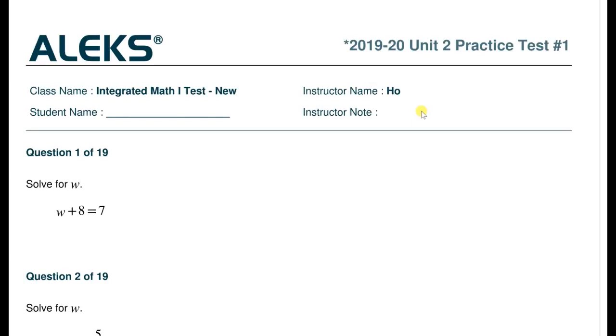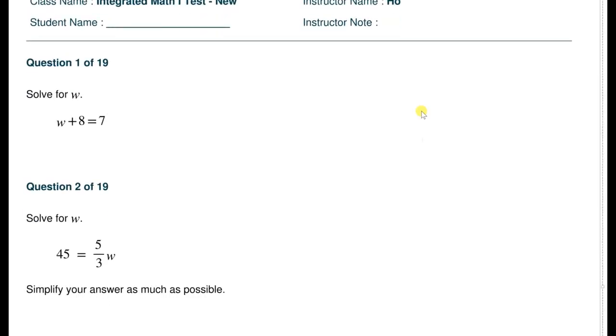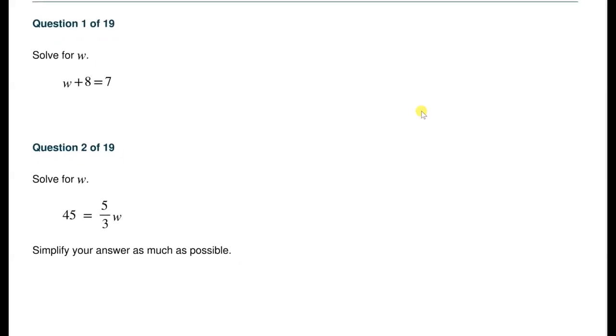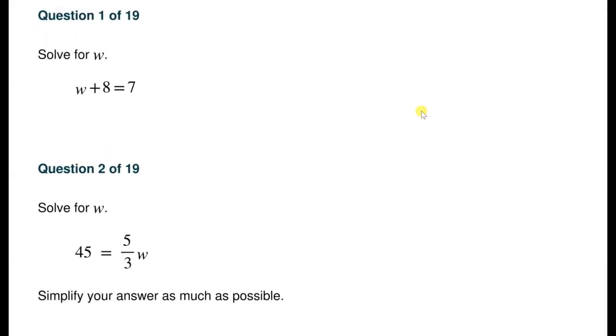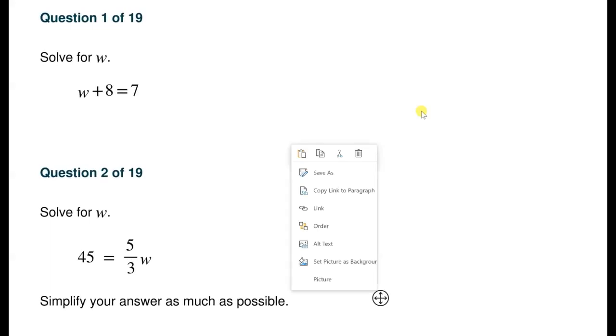Alright, we're going to look at our practice test for Unit 2. There's 19 questions, so make sure that you try the practice test first, check the answer with me, and if there's any question you don't know, go ahead and ask me a question in class. And also take notes on your flashcards so you can use it during tests.